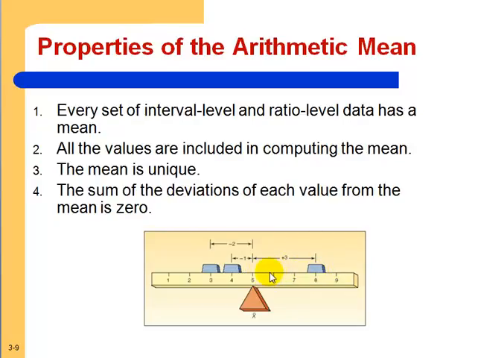Above the mean, there are 3 deviations. Below the mean, from 3 to 5 and from 4 to 5 together is 3 deviations. So these 3 and these 3 are balanced off. That means the sum of the deviations of each value from the mean is 0.